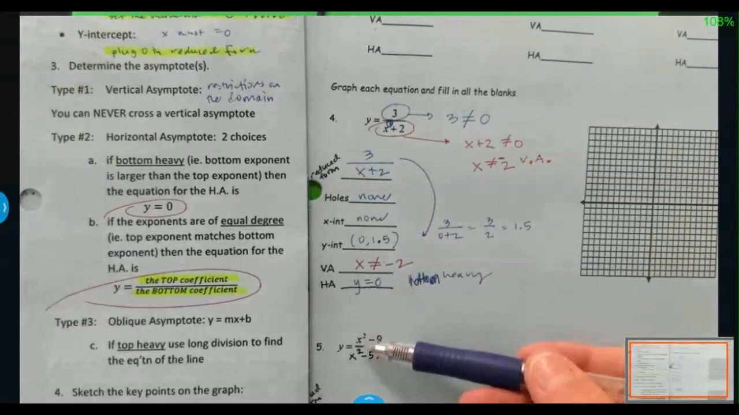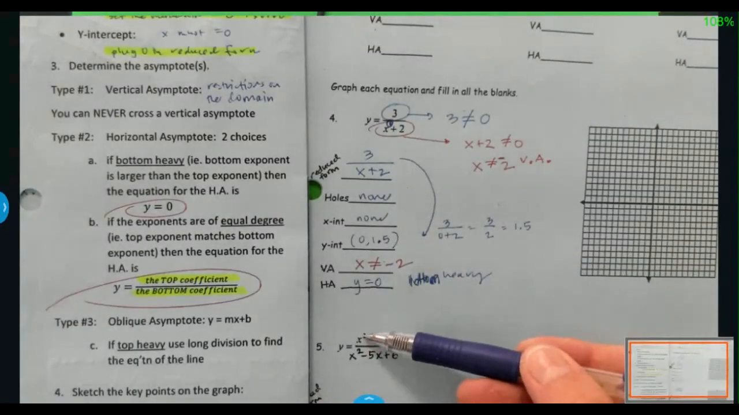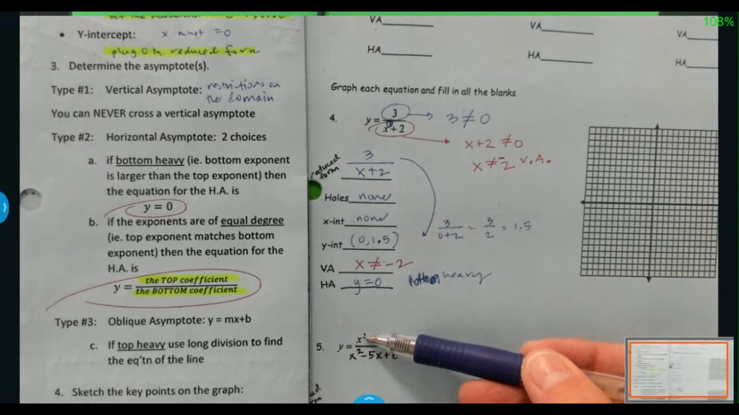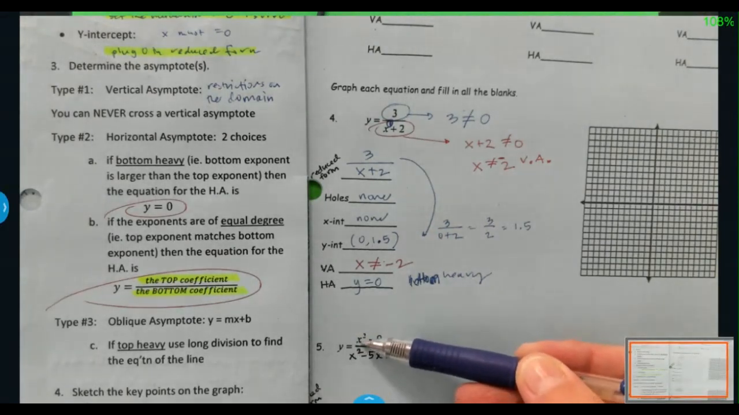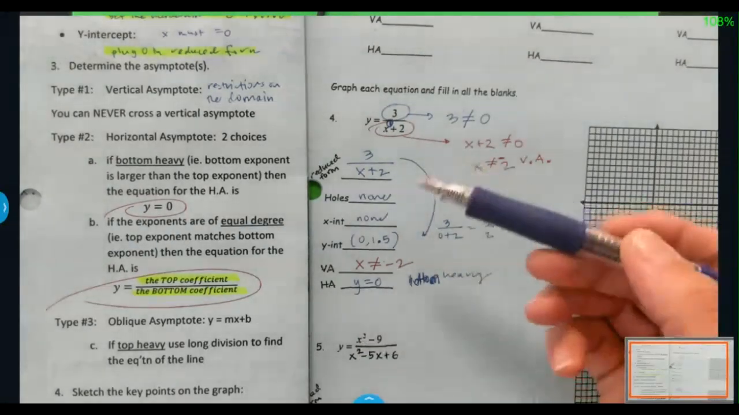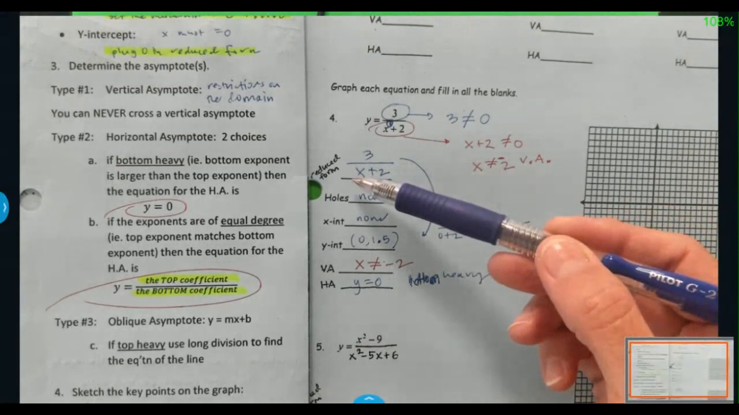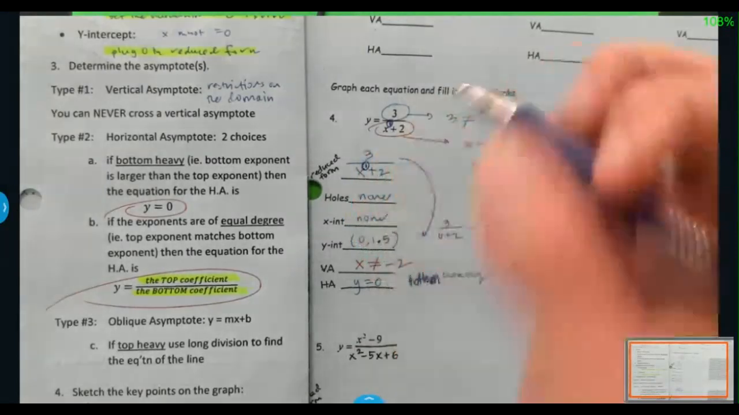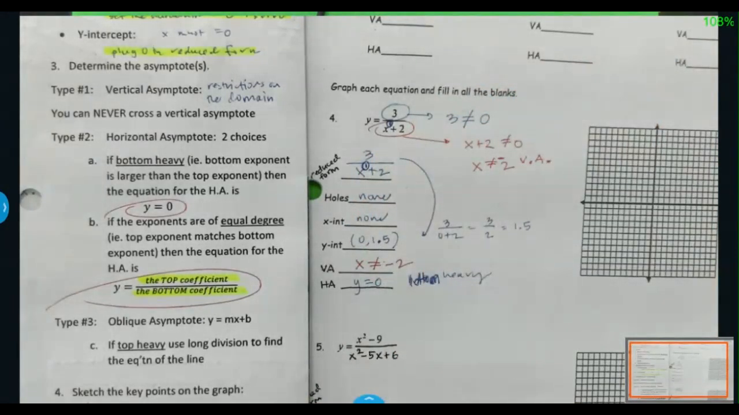Now, you can look at number 5 and see, is this top heavy, bottom heavy, or equal degree? You're looking at, this has an x squared and this has an x squared. So these are the same. This is equal degree, number 5. But this one is bottom heavy because the exponent on the bottom, which is 1, is more than the exponent on the top because there is no exponent on the top. So it's bottom heavy. Now, all we have to do is plot that stuff. There is not one thing on this that we have not already learned.